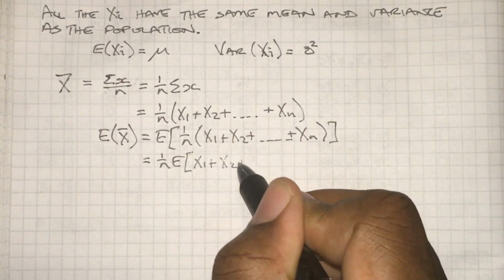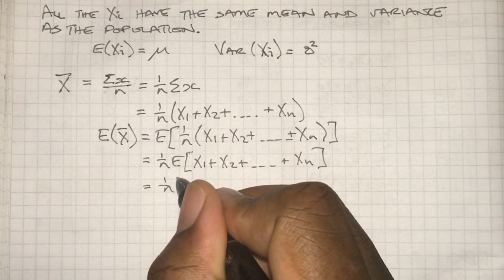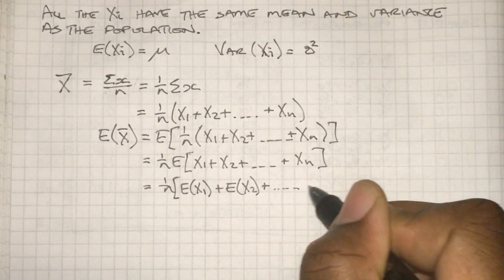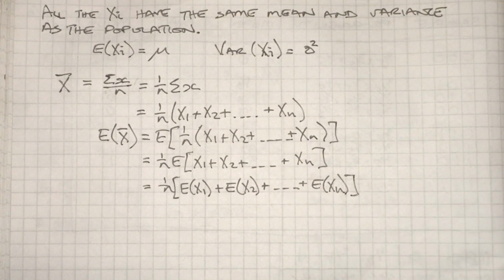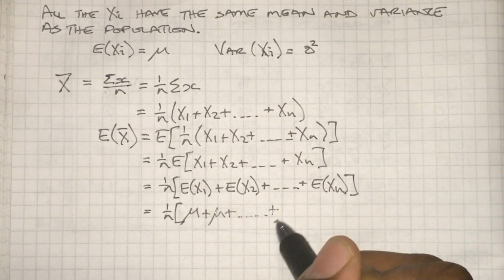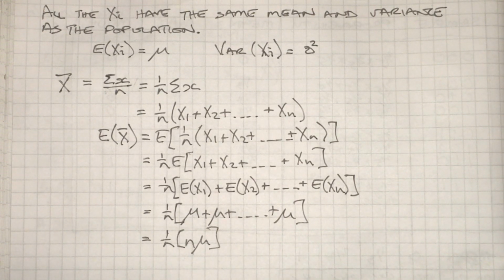I can take 1 over n outside of the expectation. And then I have the expectation of the sum of the sample items, the sampling units. So I can go ahead and say it's the expectation of each of them individually. And as I stated, the expectation of any sampling unit is actually just going to be mu. The expectation of xi is mu. So all of these mu's make n mu, and I simplify to mu.